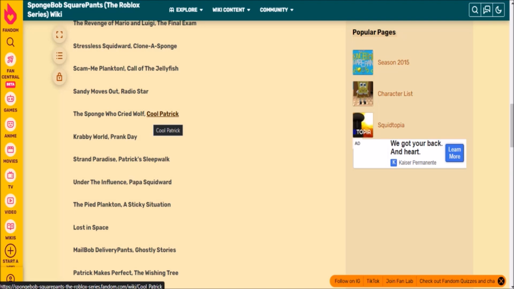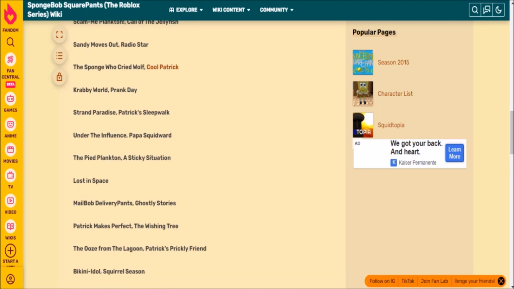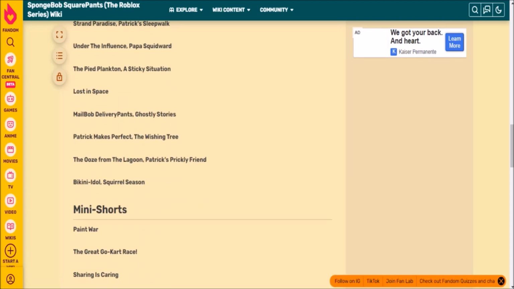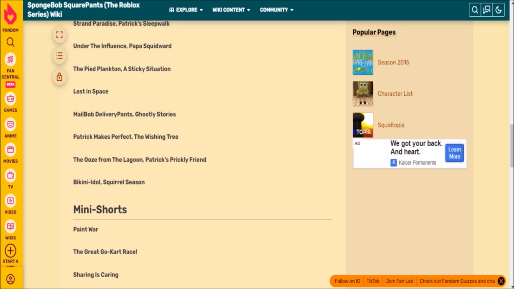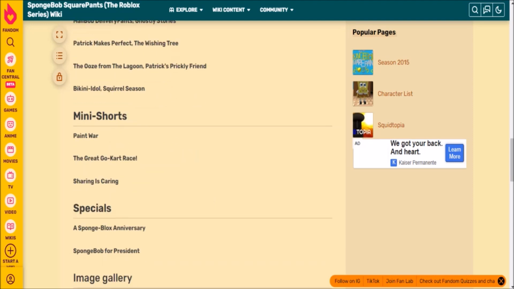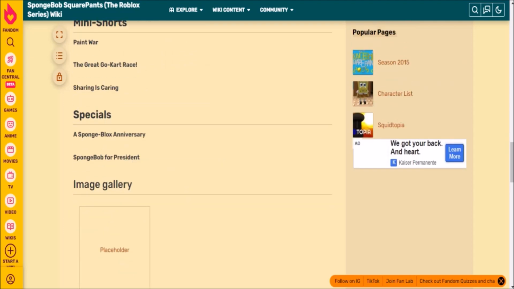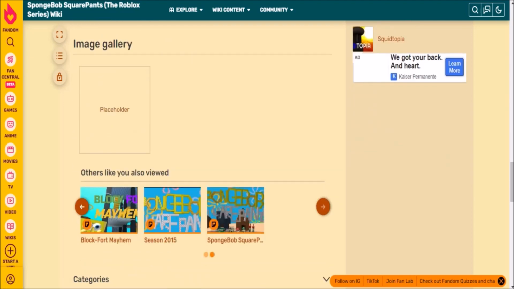Apparently there is an article here. I don't know if I created it or not, but I'm not sure. Krabby World, Prank Day, Strand Paradise, Patrick Sleepwalk, Under the Influence, Papa Squidward, The Pied Plankton, A Sticky Situation, Lost in Space, Mail Bob Delivery Pants, Ghostly Stories, Patrick Makes Perfect, The Wishing Tree, The Ooze from the Lagoon, Patrick's Prickly Friend, Bikini Idol, and Squirrel Season. Alright, the mini shorts are Paint War, The Great Go-Kart Race, Sharing is Caring. The specials are SpongeBob's Anniversary and SpongeBob for President.